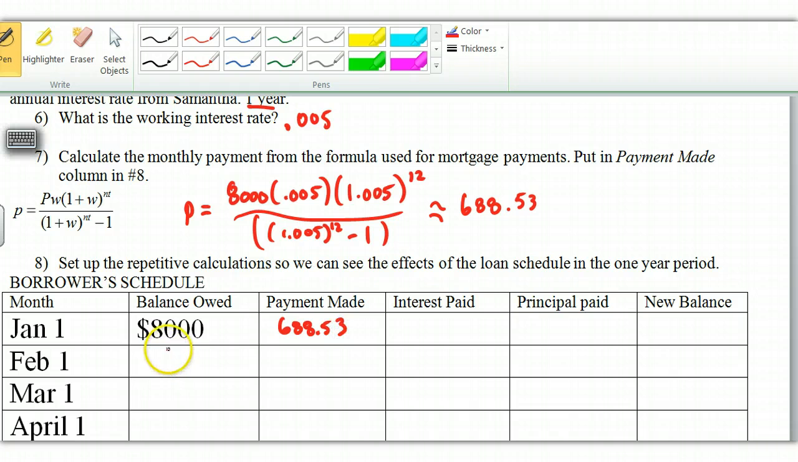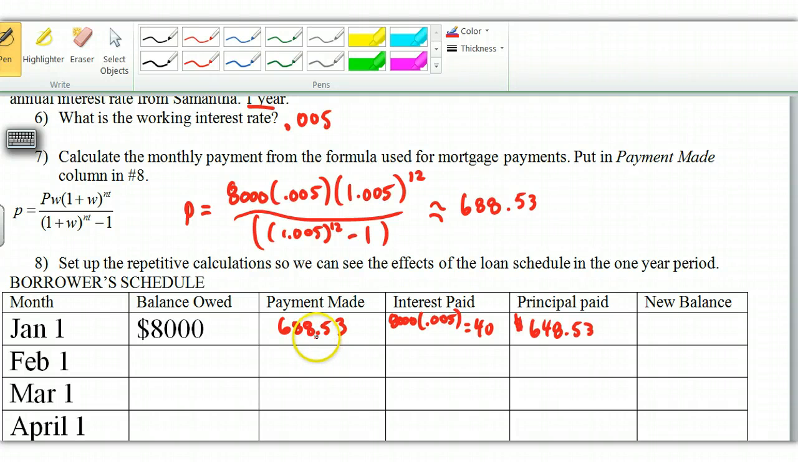I have to pay off this amount that I owe. Now of this payment, I'm going to pay a certain amount to the interest. I owe 0.005 on this $8,000. So what I'm going to have to do is take my $8,000 and I owe 0.005 on it because I'm holding that money right now, which once again is my $40. My principal paid then would be $648.53.